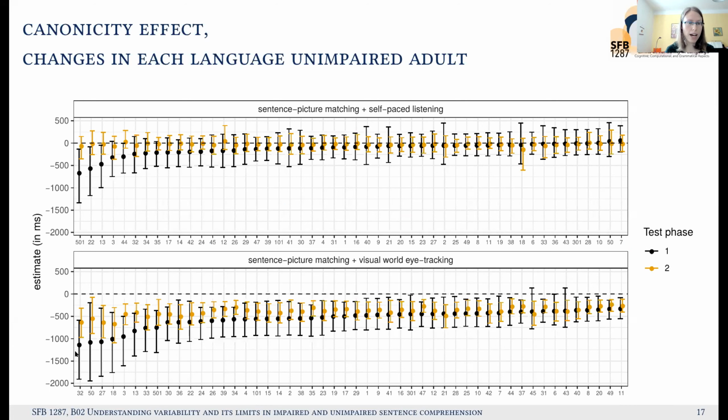The black lines represent the estimate for the test phase, and the yellow lines represent the estimates for the retest phase. So when we compare the estimates in canonicity effect between the 2 test phases, we see a shift towards 0. And importantly, we see this shift across the different participants in the data set.